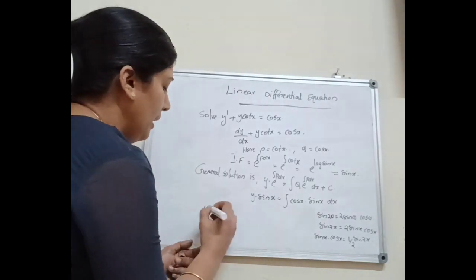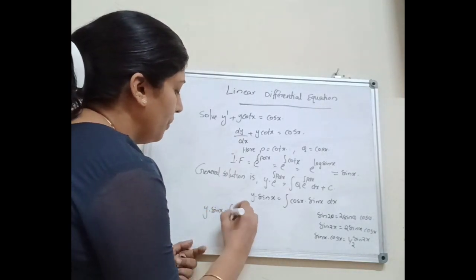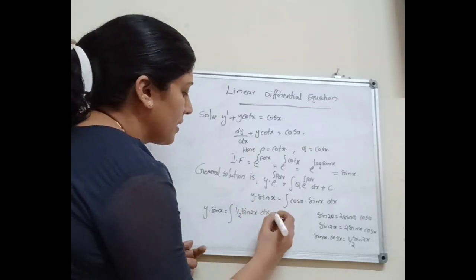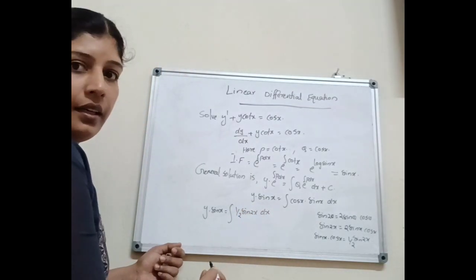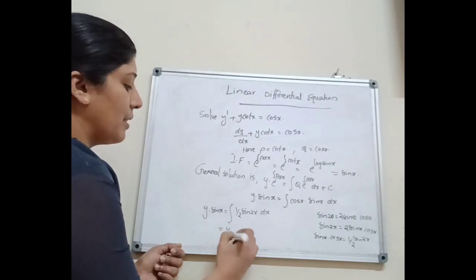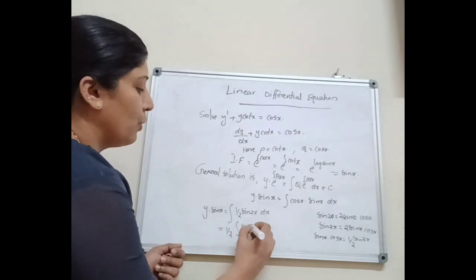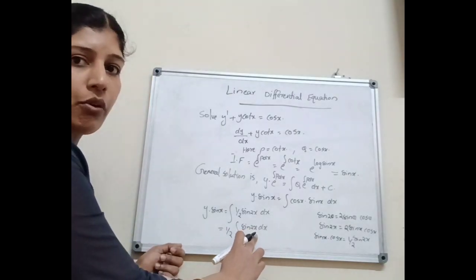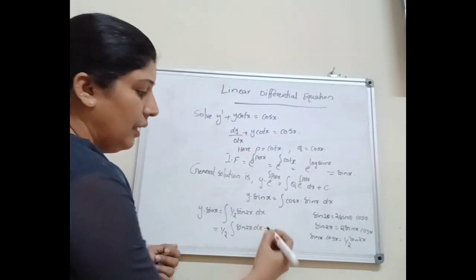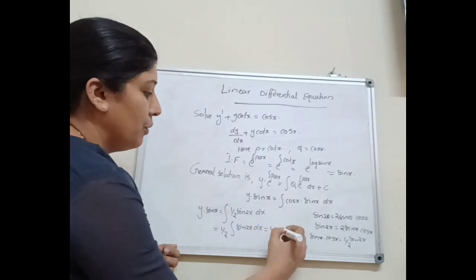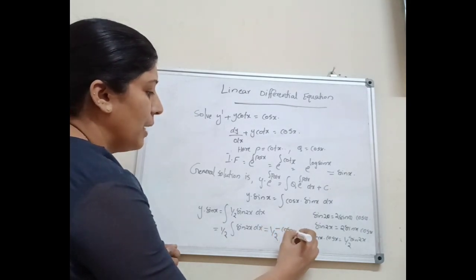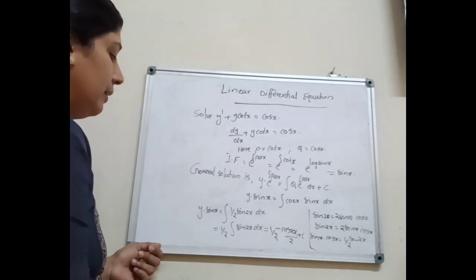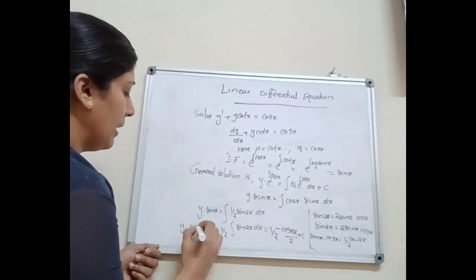Therefore, y into sin x equal to integral 1 by 2 sin 2x dx. Then it is equal to, here 1 by 2 take it outside, integral sin 2x dx. Integral sin 2x is minus cos 2x by 2. It is equal to 1 by 2 into minus cos 2x by 2 plus c. That is y into sin x equal to what?